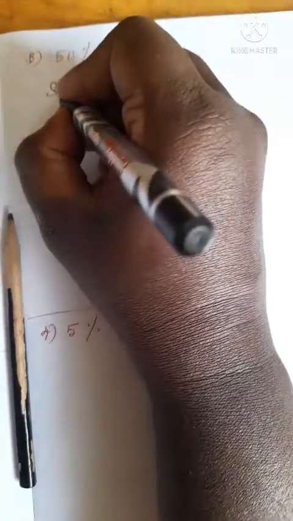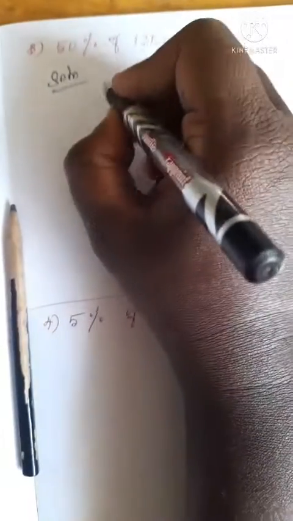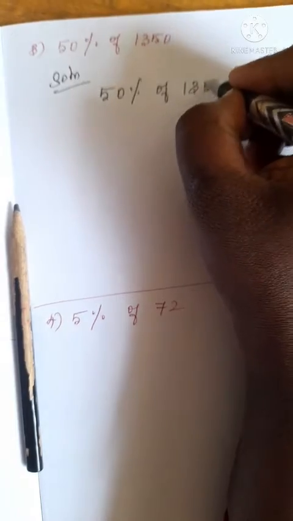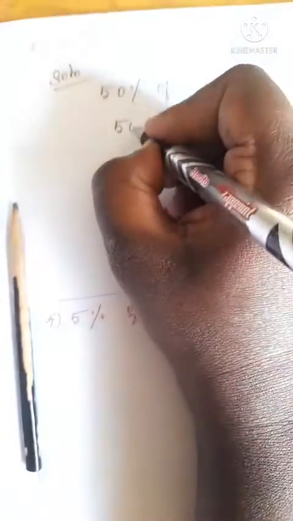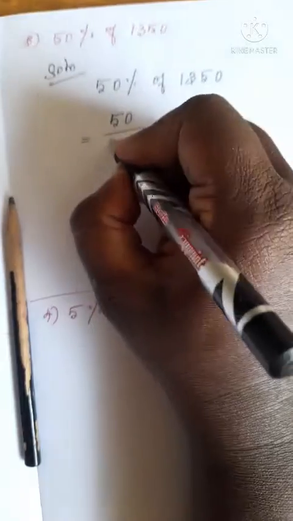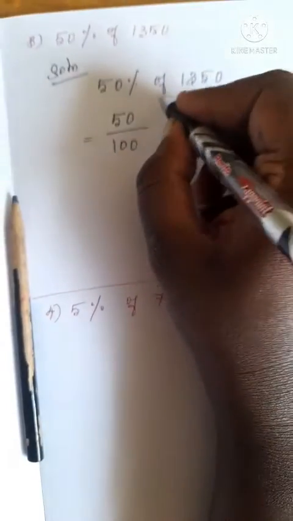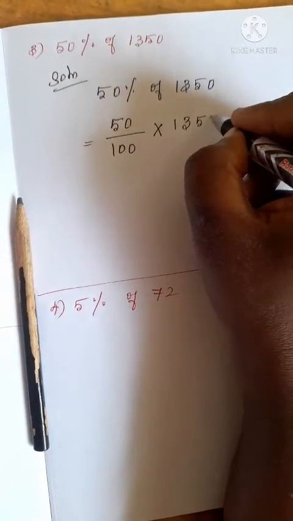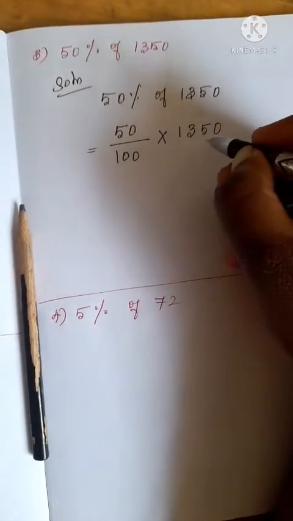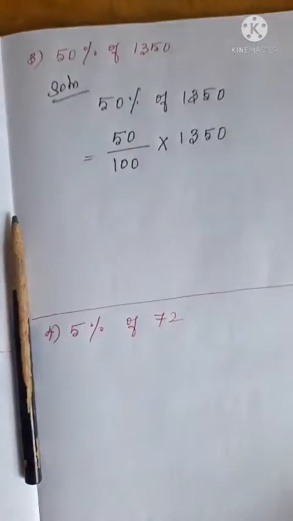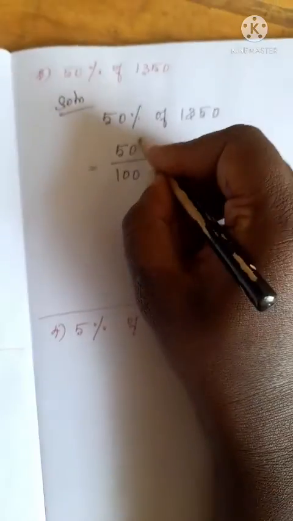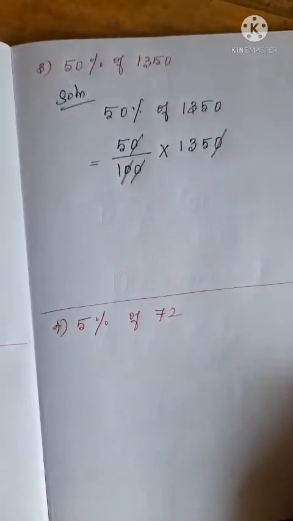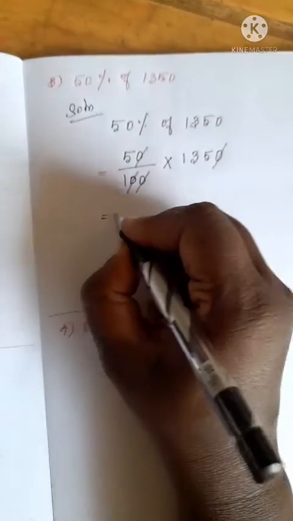Okay, solution. They gave you 50% of 1350. So 50%, how can you write? 50 by 100 of, OF means put the multiplication symbol, 1350. Write that. Now you simplify this. 10 and 10 get cancelled. One more 0 and one more 0 is getting cancelled. So now what is remaining?